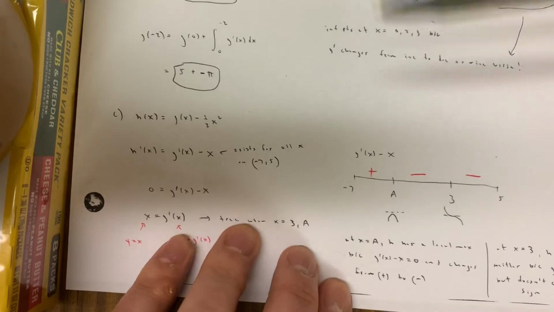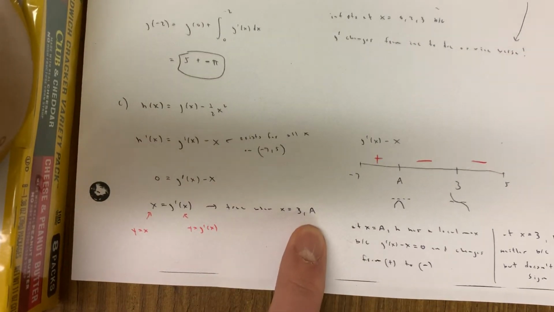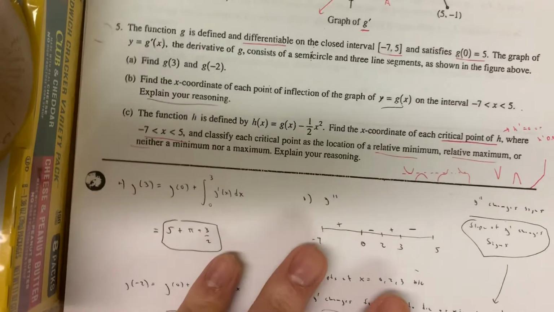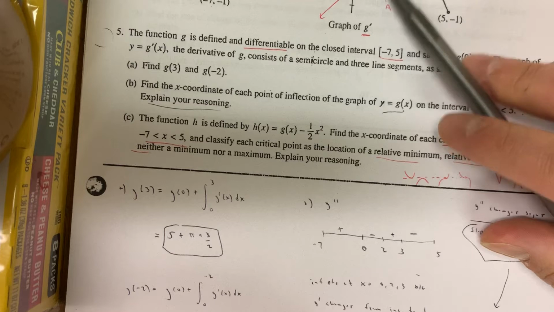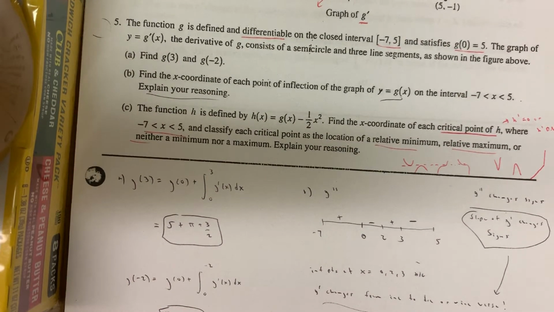By the way, this is enough for 8 out of 9 points. Why aren't we getting 9 out of 9? We never said what A was equal to. So if you actually want to know what A is, it's kind of tough here to find this x value of A, because that's where x is equal to g prime of x.